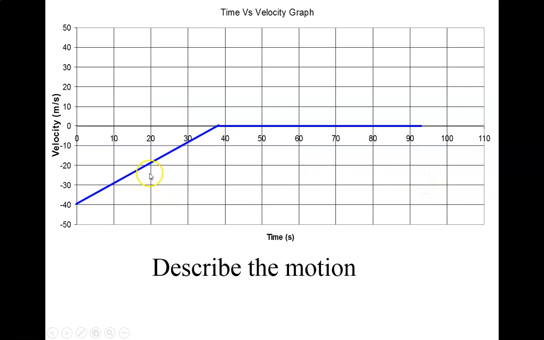So here on this first segment, which way are we moving, forwards or backwards? We're moving backwards because we're in the negative region. What's happening to our speed? Speeding up, slowing down, or moving at a constant? It's slowing down because it's approaching the zero. So this is moving backwards and slowing, and then coming to a stop right here.